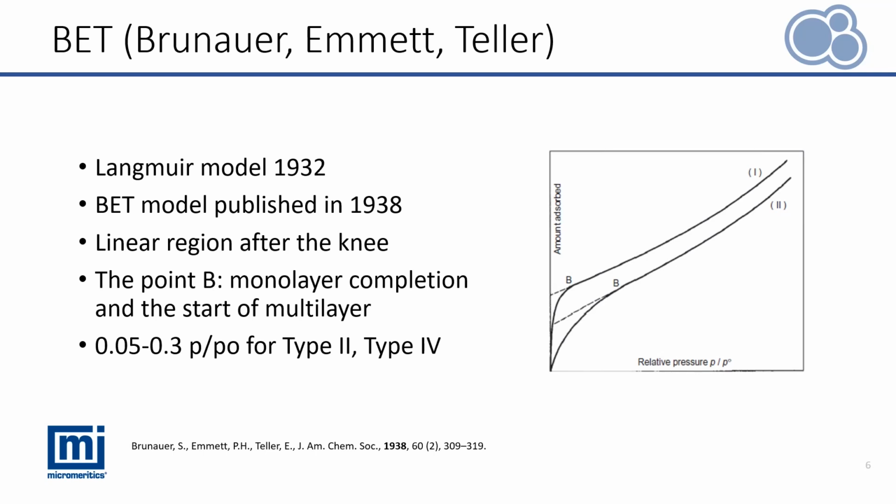Langmuir was the one who proposed the idea of using gas adsorption to calculate the specific surface area, using the volume of the single layer of gas adsorbed onto the surface of a material. However, Langmuir assumed that only monolayer formation happens at any given pressure, which is an unrealistic assumption, so BET extended this model to account for multilayer adsorption several years later.